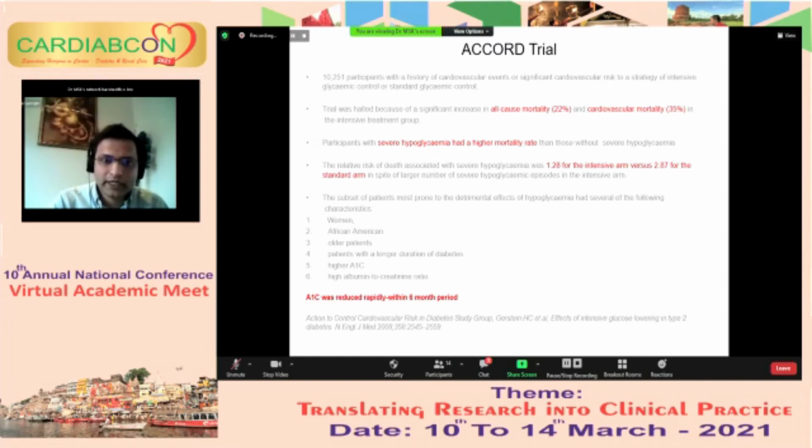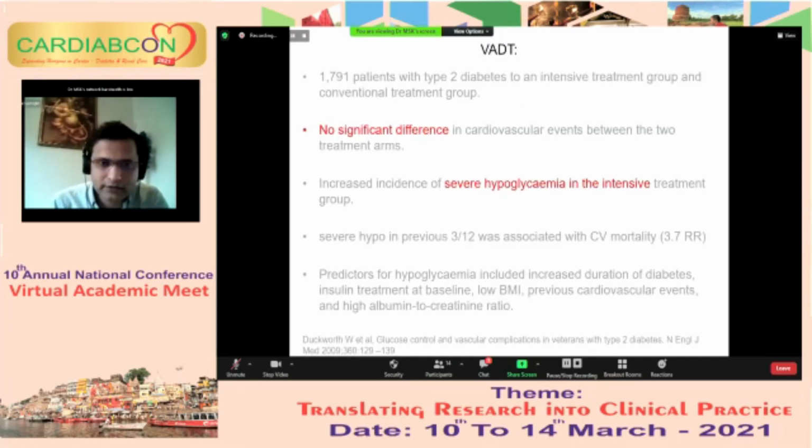We look at the VADT trial, again a Veteran Affairs trial, which was carried out in a relatively smaller population of type 2 diabetes, nearly 1,700 to 1,800 patients. Again, it showed quite an increased risk of severe hypoglycemia in the intensive treatment group, but there was no significant difference in cardiovascular events between the two treatment groups. What we learned from the VADT trial was that if the patient had a severe hypoglycemia in the previous 3 months, then cardiovascular mortality was quite significantly high. The relative risk ratio was 3.7.